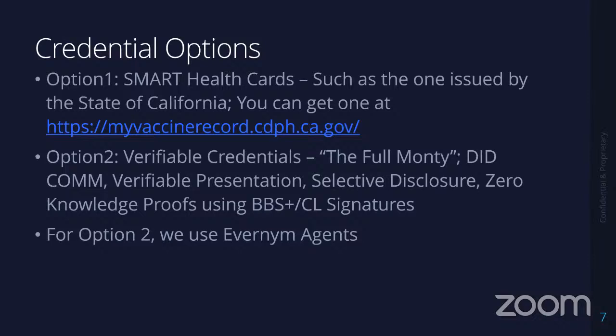For example, in the state of California, if you take a shot in the state, you can go in and request such a smart health card. It is a digitally signed credential, which has the minimum amount of information: your last name, your first name, your date of birth, that's it. And then of course the vaccine details. Is it dose 1, dose 2, lot number, when did you take it? And optionally some information on where you took the shot, and the date you took the shot. So that's what a smart health card is.